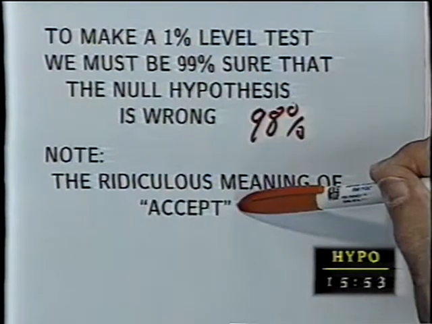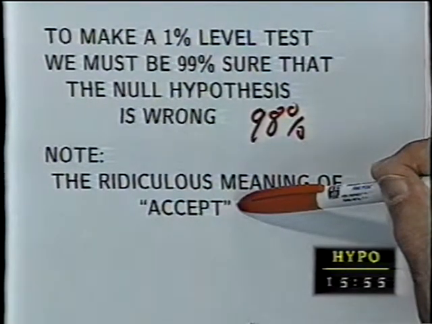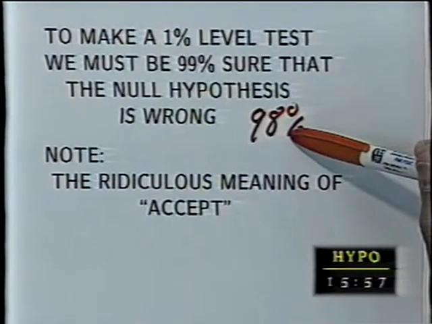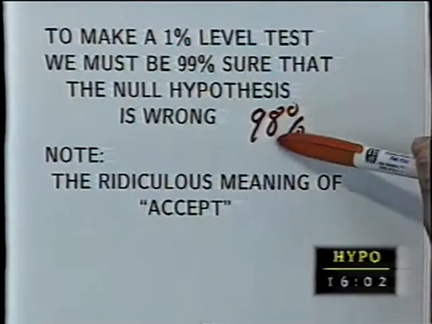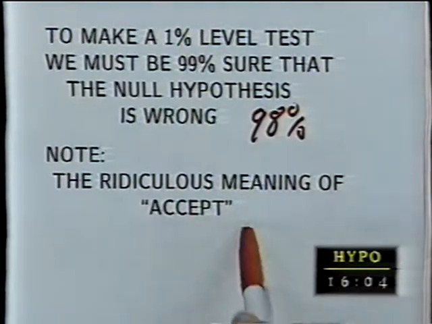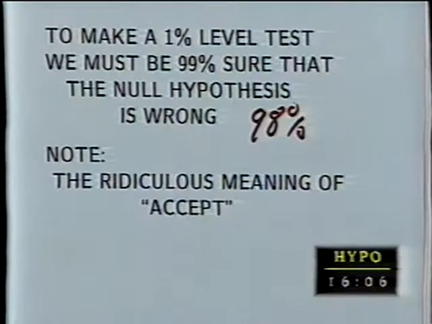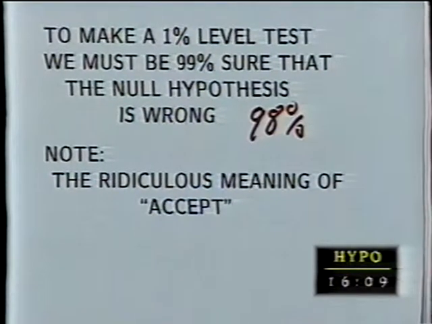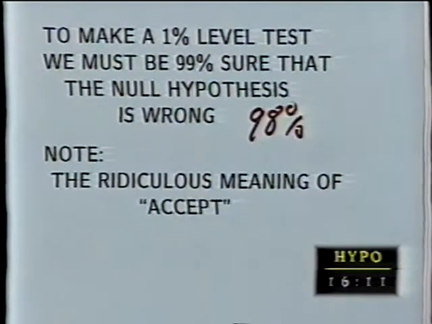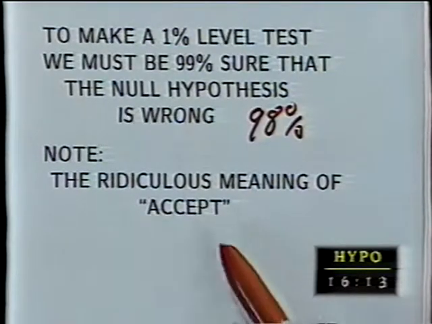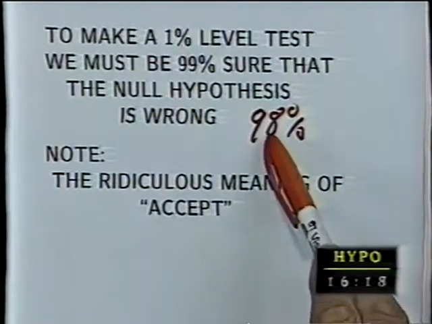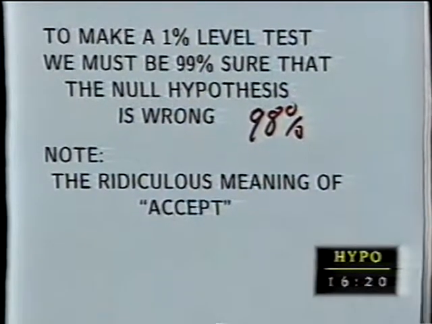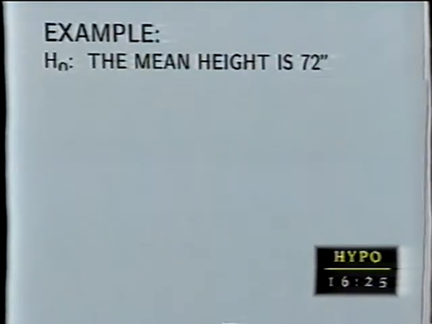You must accept his innocence. You accept someone's innocence when you're 98% sure they're guilty. That's the ridiculous meaning of the word accept. It is not the English word accept. You would never accept someone's innocence when you're 98% sure they're guilty. But in statistics, we accept their innocence because we're only 98% sure. Okay? Let's see how we do this numerically.